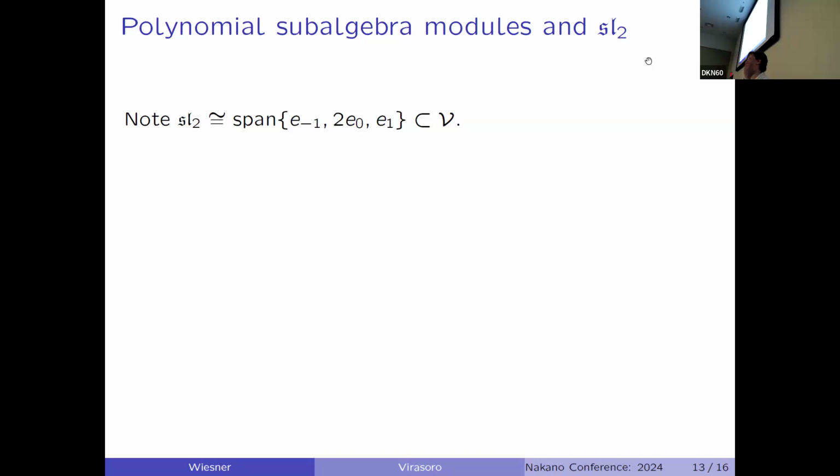And since it's a subalgebra, we can think about, well, how do modules for SL2 relate to modules for the Virasoro algebra? And in general, it seems like it's probably not anything interesting because SL2 is very small with respect to the Virasoro algebra, and so I would expect Virasoro algebra modules to look really big as SL2 modules and not necessarily to have something interesting to say about them. But in the case of these polynomial subalgebra modules, because the subalgebras that we're inducing from have finite codimension, maybe there's some hope there of something interesting coming out of it. And it turns out there is.